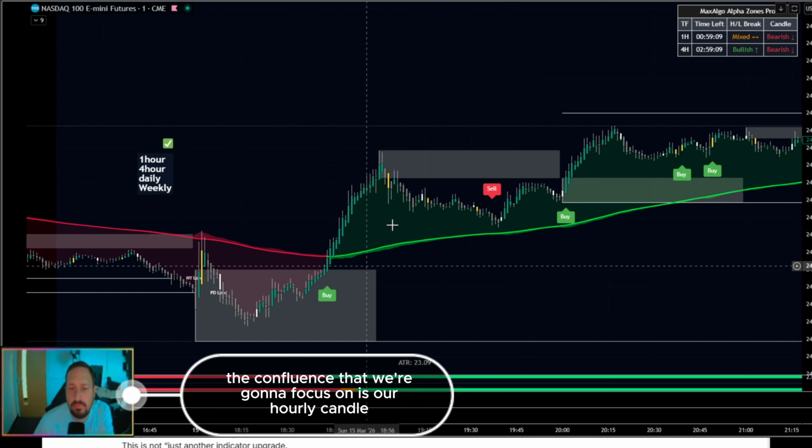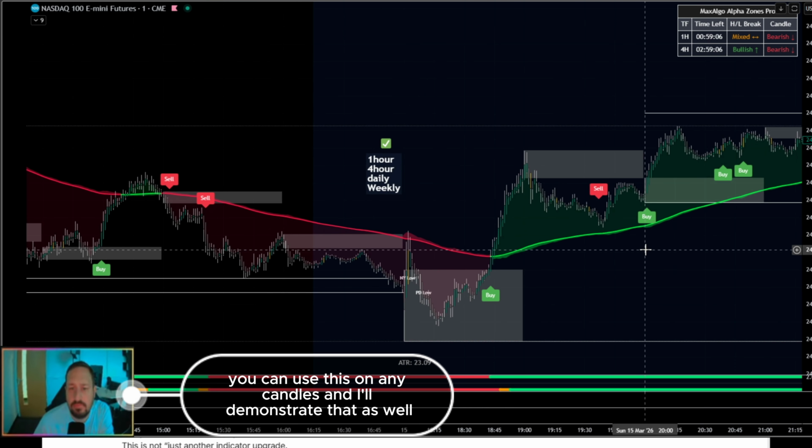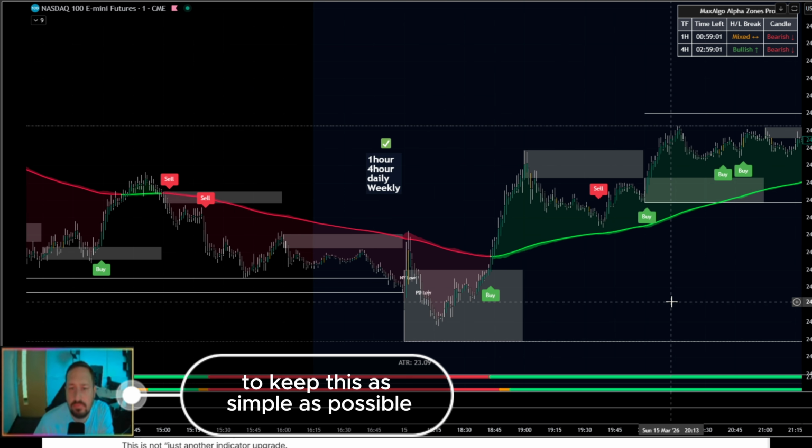The confluence that we're going to focus on is our hourly candle. You can use this on any candles, and I'll demonstrate that as well. But we're just going to look at the hourly candle to keep this as simple as possible. And what we're going to be focusing on is the trend. How can you tell the direction of the trend?